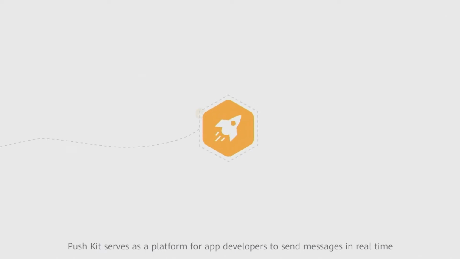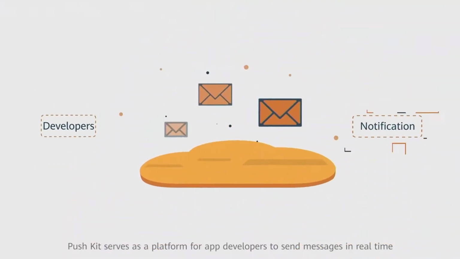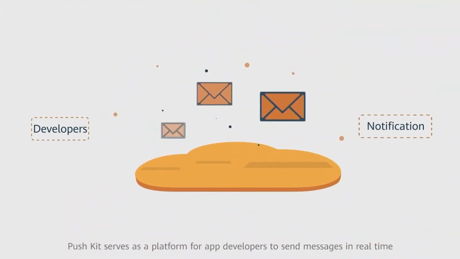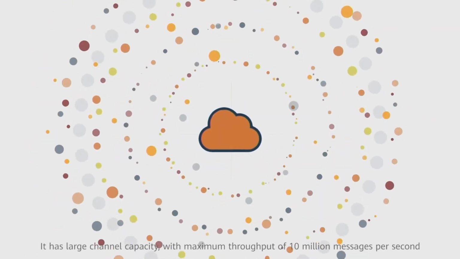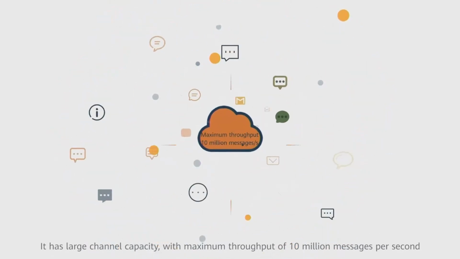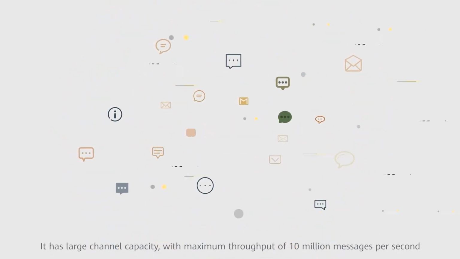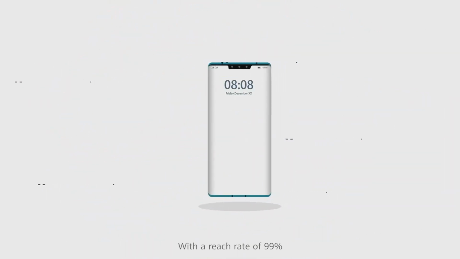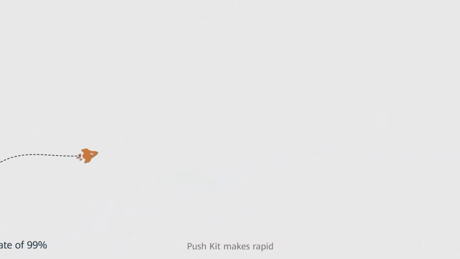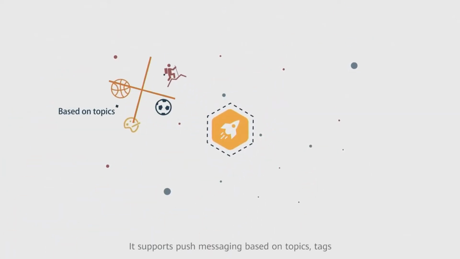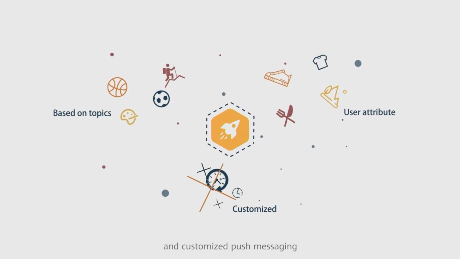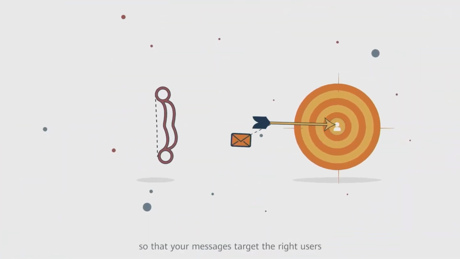Push Kit serves as a platform for app developers to send messages in real time, from the cloud to a user's device. It has large channel capacity with maximum throughput of 10 million messages per second. With a reach rate of 99%, Push Kit makes rapid, smooth push messaging a reality. It supports push messaging based on topics, tags, and customized push messaging, so that your messages target the right users.